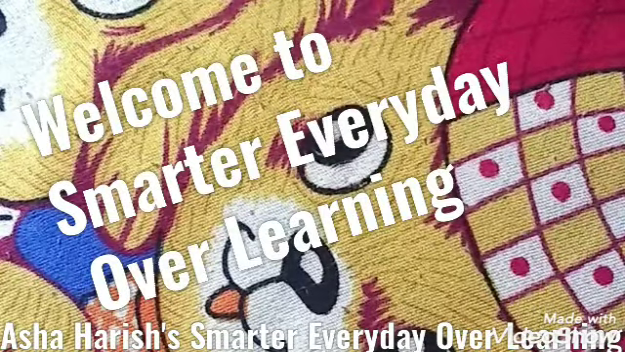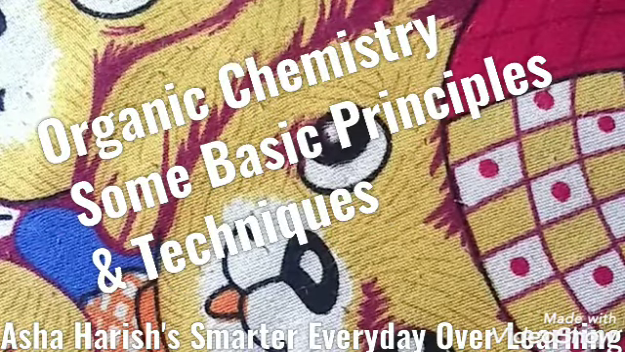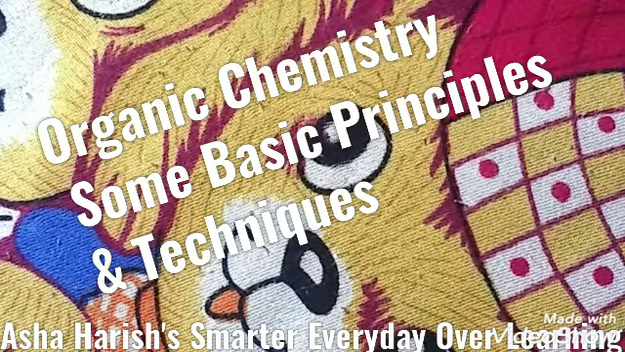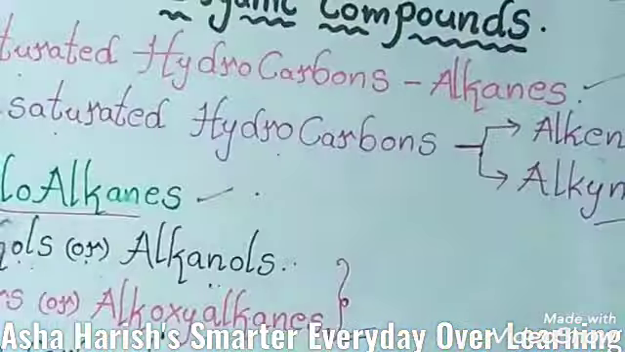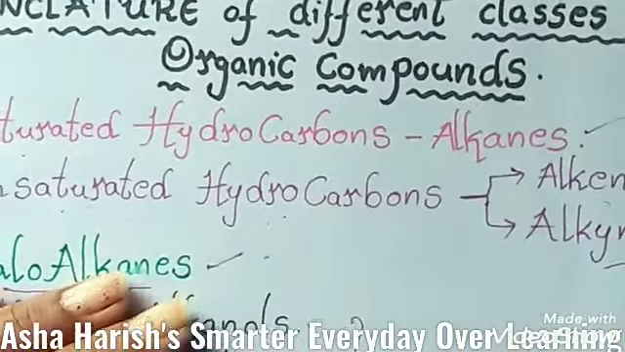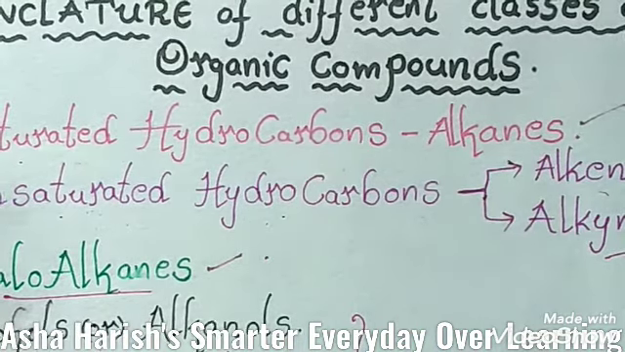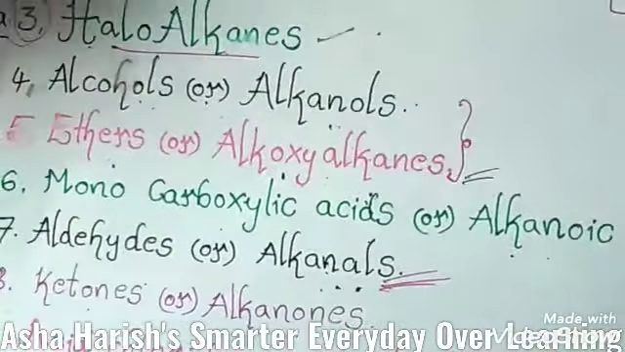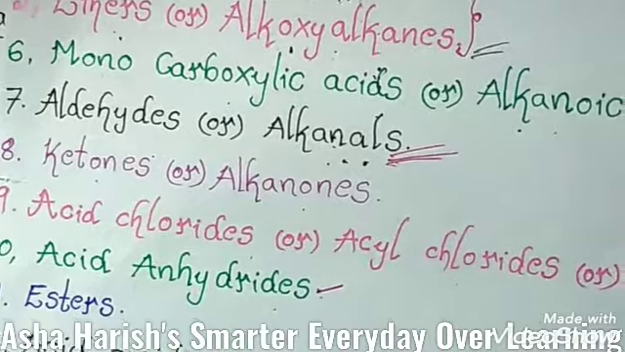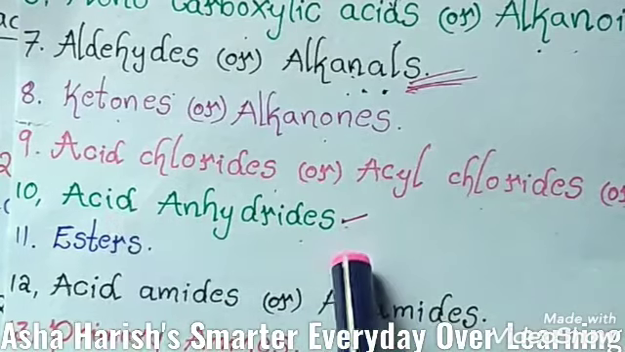Hi students, in this session you are going to learn about esters. You have been learning the topics from the chapter Organic Chemistry, some basic principles and techniques from grade 11 NCERT. Up to now you have been learning the subtopic nomenclature of different classes of organic compounds. In our previous class, up to acid anhydrides, the 10th one here, the topics are completed.